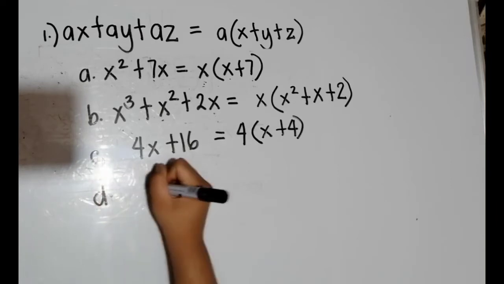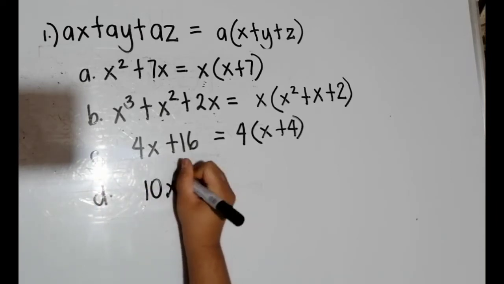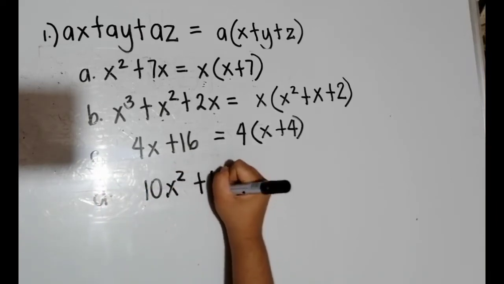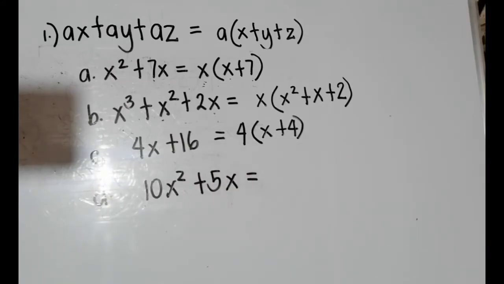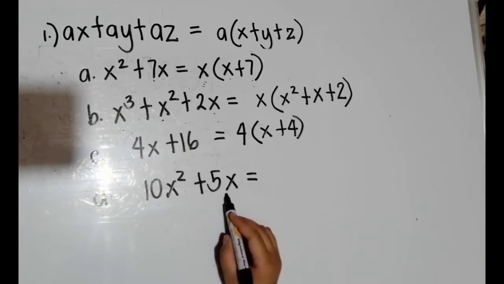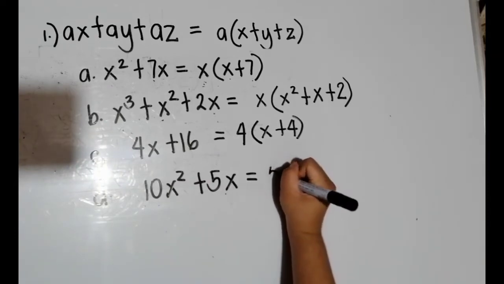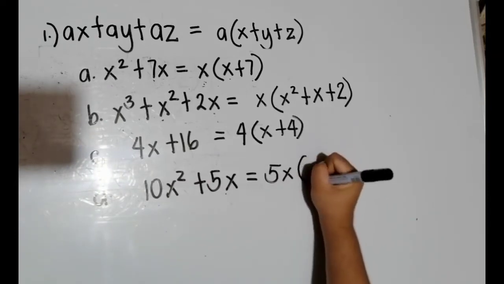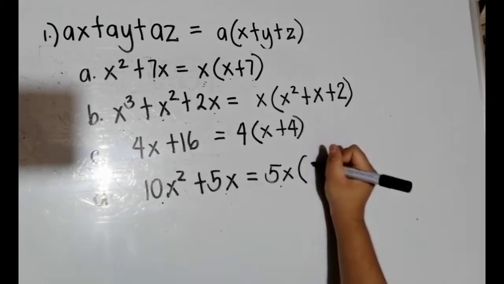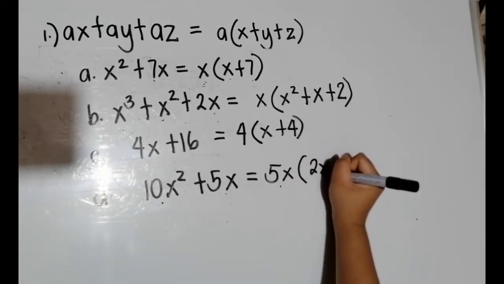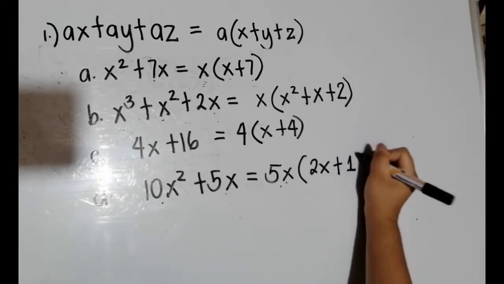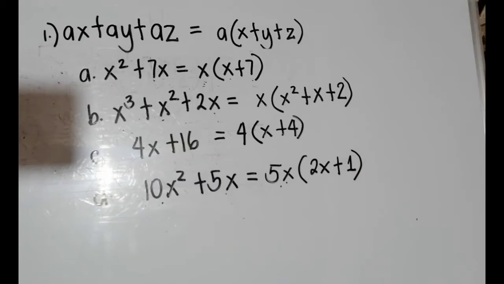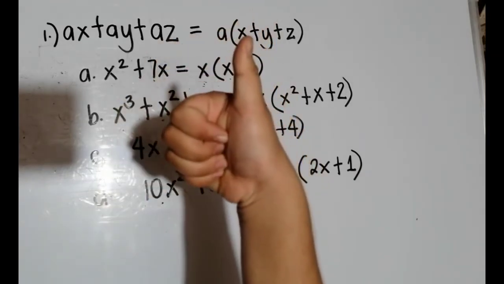Last example, we have 10x squared plus 5x. Our common factor, looking at the numerical coefficient and literal coefficient, will be 5x. And 10x squared divided by 5x is 2x. 5x divided by 5x is 1. We have the factor form 5x times 2x plus 1.